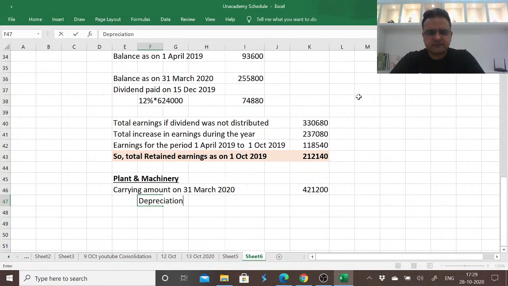Depreciation or gross amount is equal to 421,200 divided by 90 into 100. 421,200 divided by 90 is 468,000, which is the carrying amount at the beginning of the year.